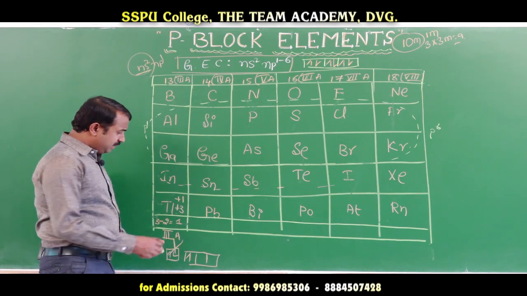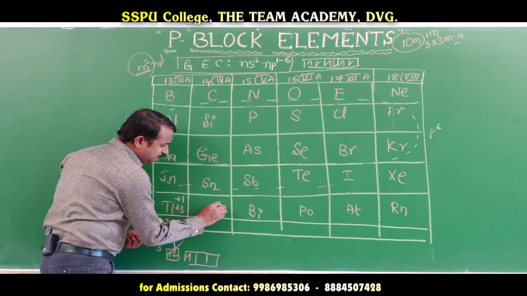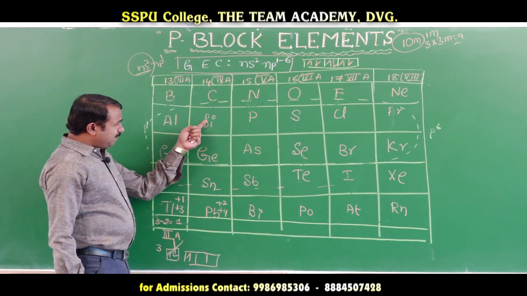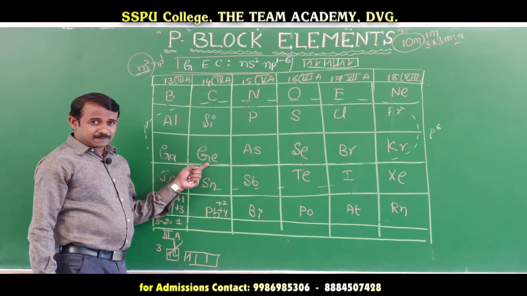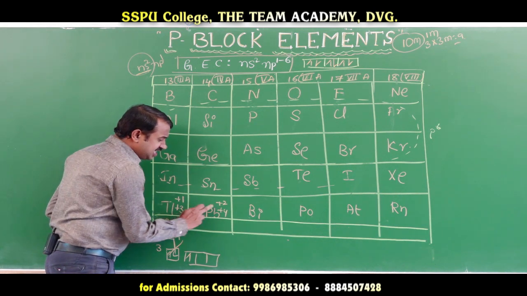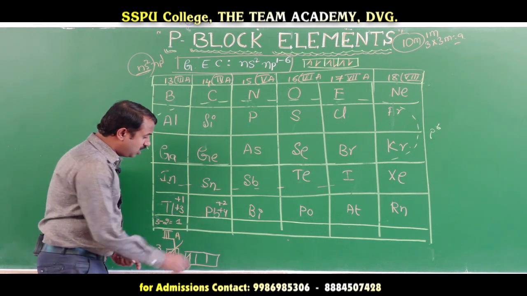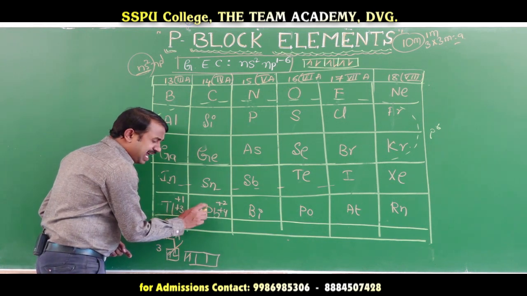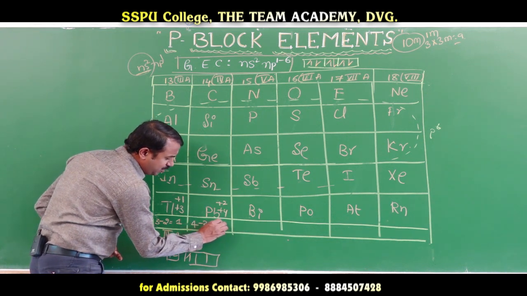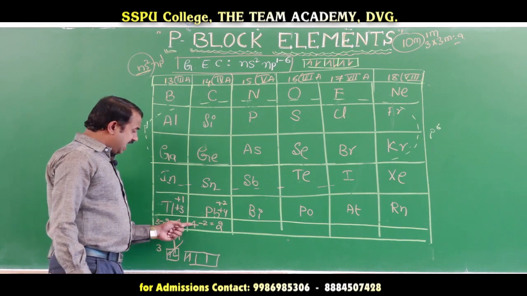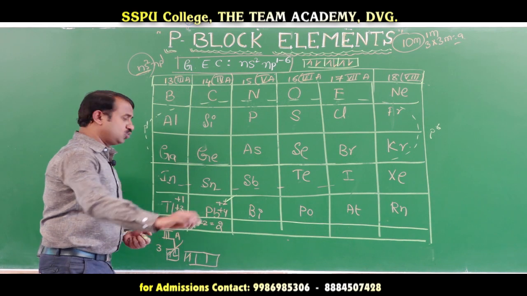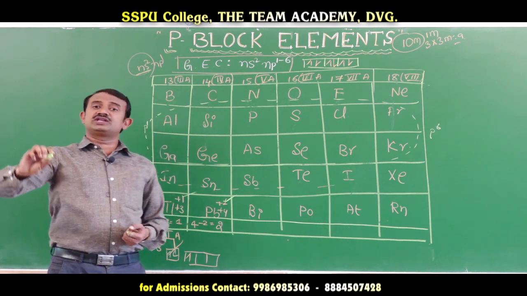Coming to bismuth, it has oxidation states +2 and +4, and here +4 is stable. But lead has oxidation states +2 and +4. Here the s electrons do not participate, so it is 4 minus 2, which is 2. That is stable. Which one is more stable? Oxidation state +2 is more stable.